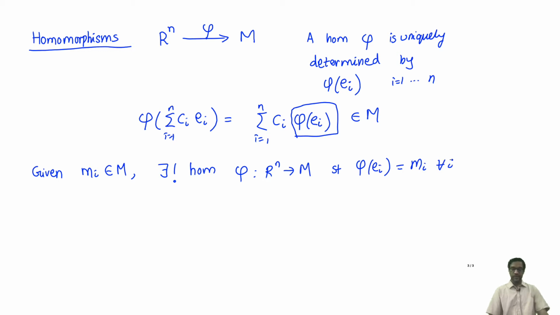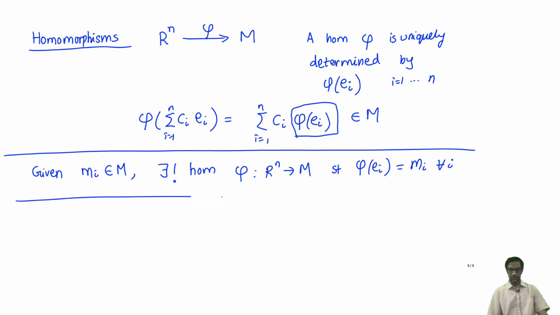Okay, so this is really the key statement. This is the statement I'm trying to make. Okay, and the proof is more or less obvious. So this is how you define homomorphisms from Rn, and so it's sort of interesting to study homomorphisms from Rn to another free module Rm.